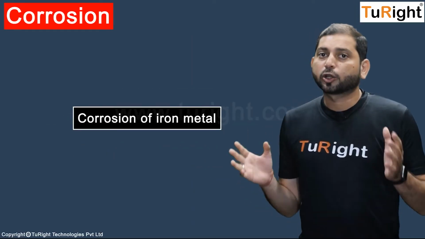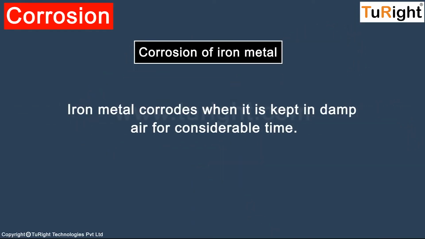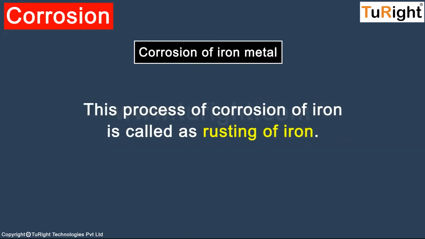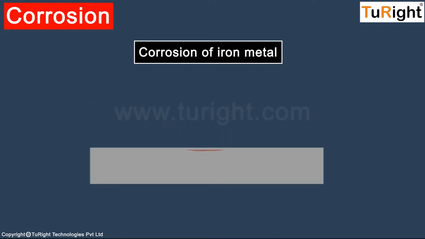Let's discuss corrosion of iron metals. Iron metal corrodes when it is kept in damp air for a considerable time. It gets covered with a reddish brown flaky substance which is called rust. This process of corrosion of iron is called rusting of iron. Rust is soft and porous, and it gradually falls off from the surface, and then the iron below starts corroding.